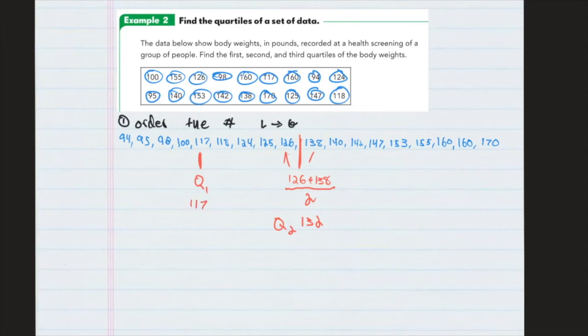And now I erase those lines here, and we have quartile 1, which is 117, quartile 2, which is 132, and we're going to do the same to the right side. So I've got 138 and 170, 140, 160, 142, 160, 147, 155, and then 153. That's the number in the middle. That's my third quartile, 153.